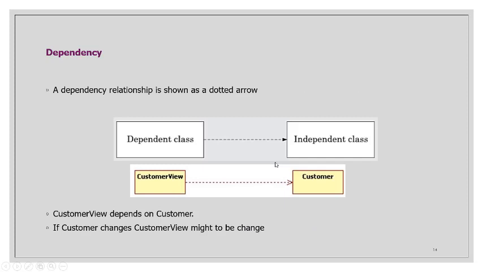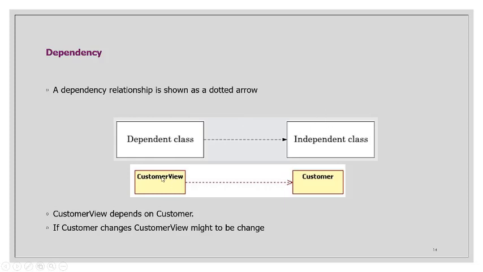Then the dependency. A dependency relationship is shown here by a dotted line. That means that this is the dependent class, and the arrow sign will be on the independent class. This is the dependent class, this is the independent class.